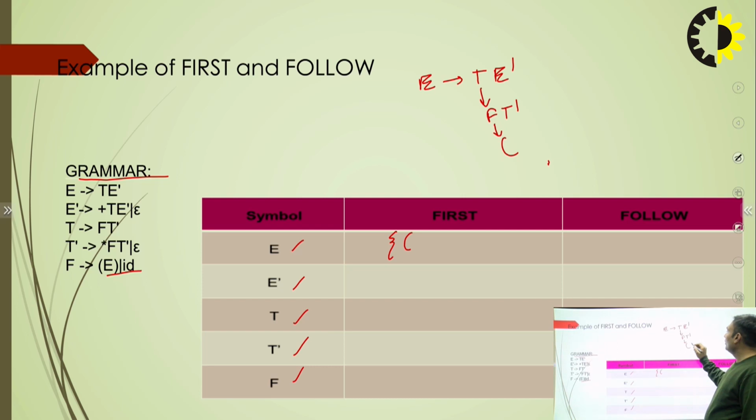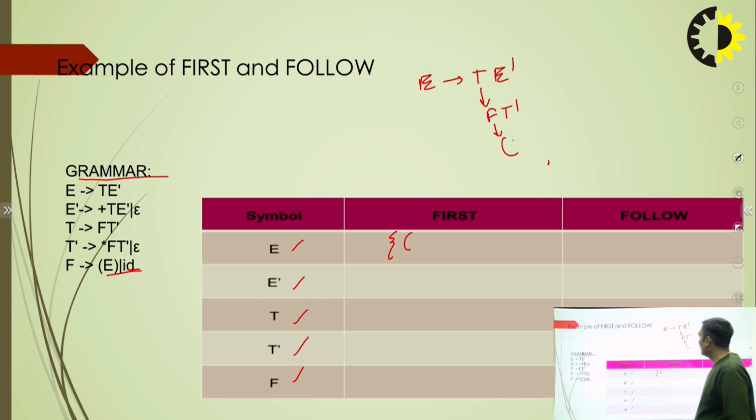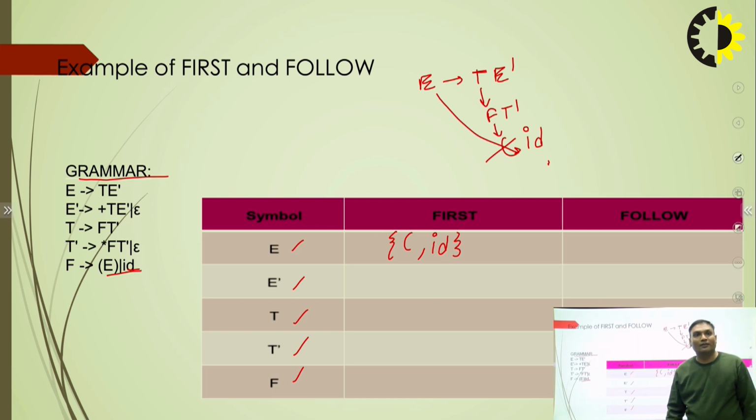Now, if I do not replace it with this open bracket, there is another production rule, ID. So I can replace this with ID as well. So now the first of this E will be ID as well. Hope it is clear how we are calculating the first. First we write the rule, then we replace it, and we check the first terminal symbol generated in the right hand side, which is called the first of this production rule.